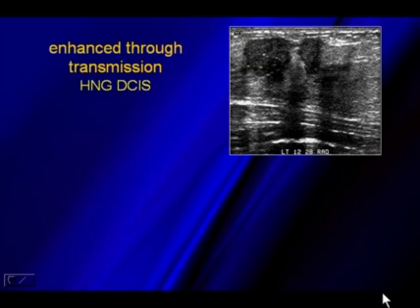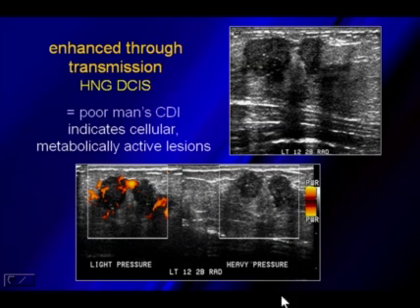Dr. Stavros always called our high-grade lesions poor man's color Doppler, said that if you did not have color, you could just imagine the flow, but the cancers that have the enhanced through transmission behind them are the ones that are going to light up with color Doppler, so we will see quite a bit of flow.